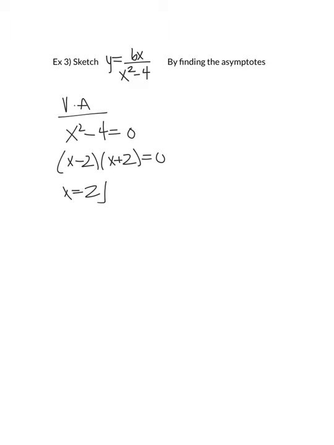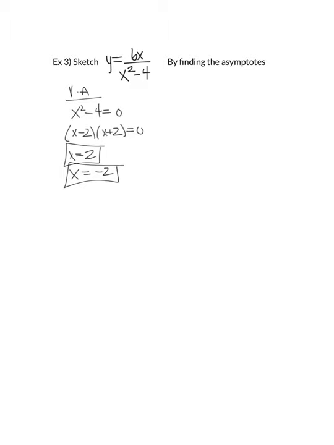x is equal to positive 2, or x is equal to negative 2 are my vertical asymptotes. And then in terms of my horizontal asymptotes, I am going to be setting up the limit like I did on my previous question. So the limit as x approaches infinity of my function 6x over x squared minus 4. When I look at this question, I am going to do the exact same process as the previous example.